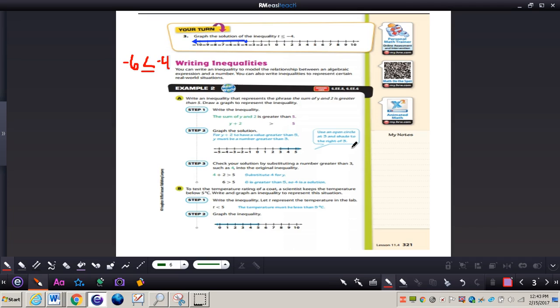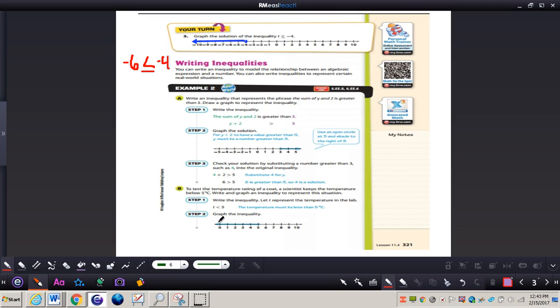So we're going to write the inequality, and we're going to let T represent the temperature in the lab. So now we know that T is less than 5. So we know that the temperature must be less than 5. Now what we need to do is graph the inequality.